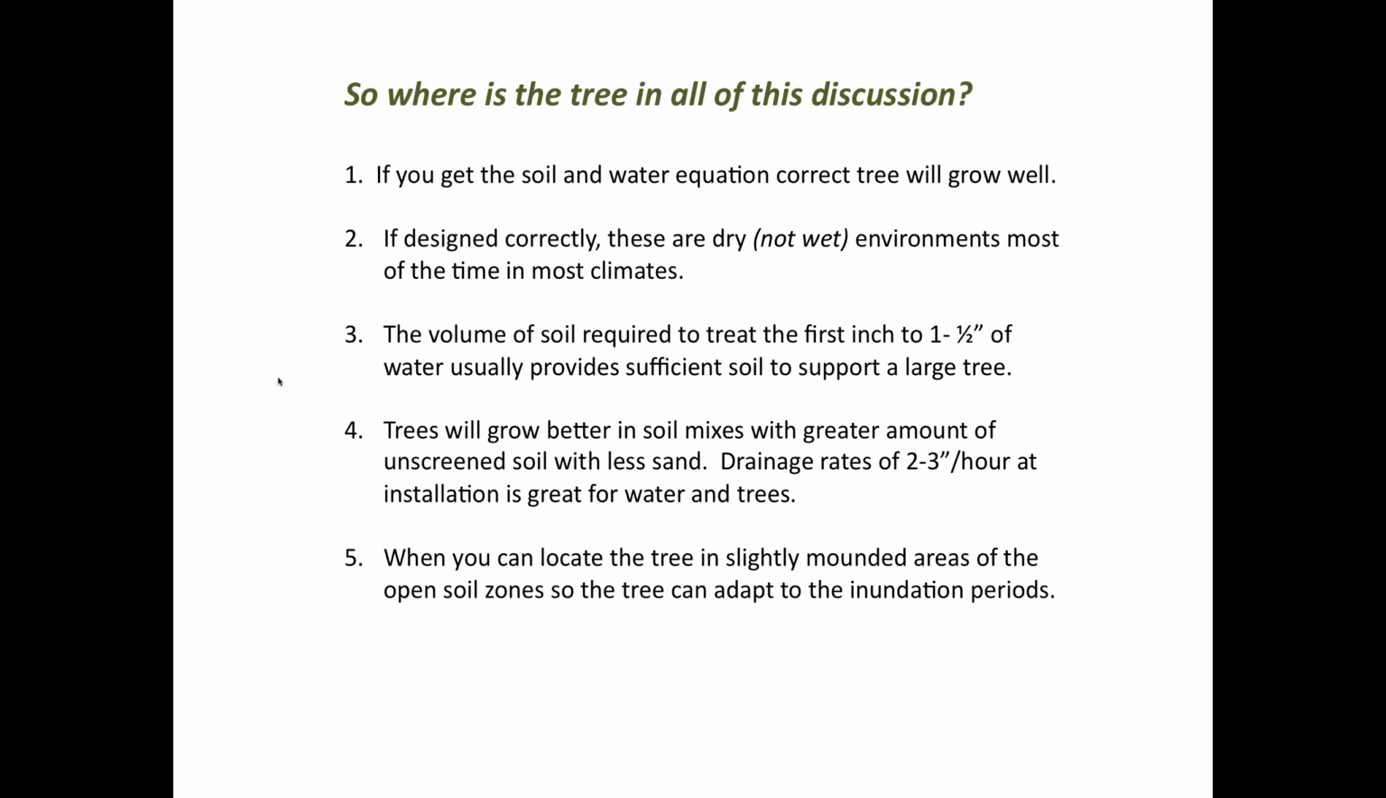The volume of soil that we need to really treat the water in these systems is the same amount of soil that we need for the tree. So by providing large soil volumes, which we need for the water, the tree will grow better. The tree grows better in these unscreened soils, and drainage rates of 2 to 3 inches an hour is great for both water and trees.